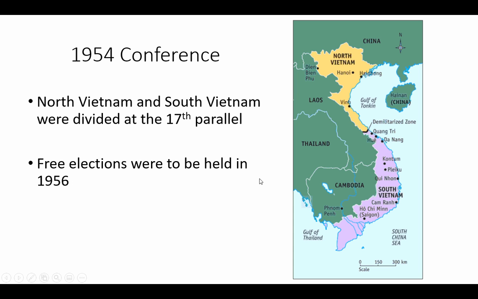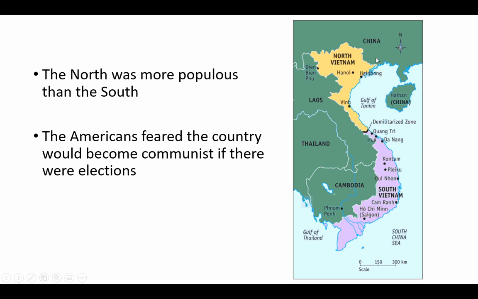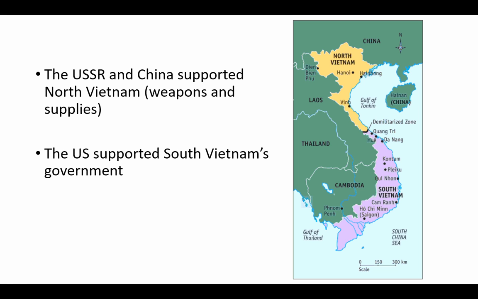And in this conference, it was decided that North Vietnam and South Vietnam were going to be divided on the 17th parallel. This would be their border right here. And then they were going to allow for free and fair elections 2 years later. Well, the North was more populous than the South, and the North had embraced communism. And so Americans were afraid that if they had elections, the country was going to become communist, right? So the Americans wanted to find a way to stop this from happening.